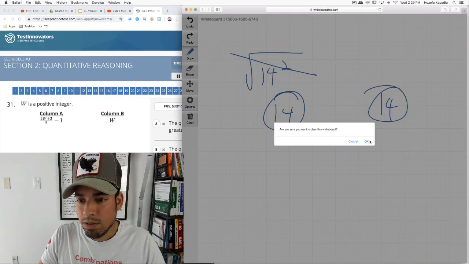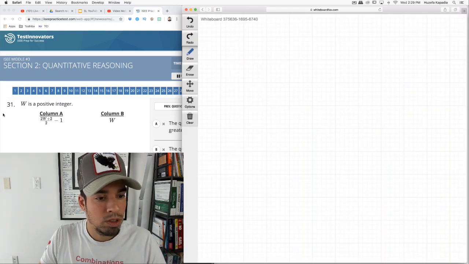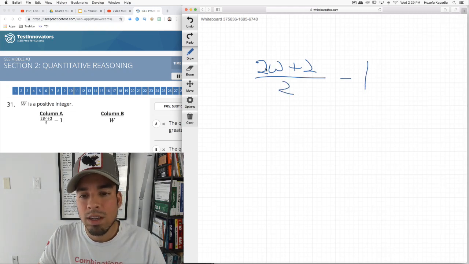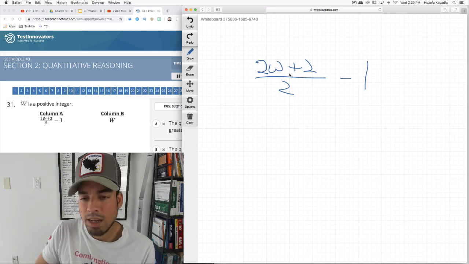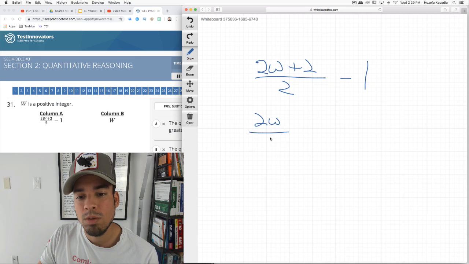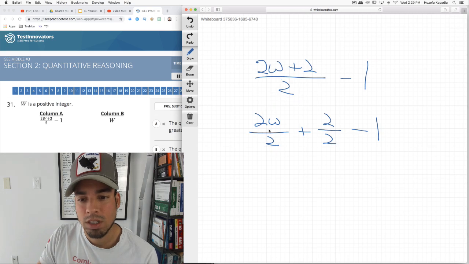Next, we have W is a positive integer. Okay, how the heck would you do this? You might be tempted to answer D, but I don't think that's right. So first of all, what can I do? I can split this up into 2 fractions. I can make this into 2W over 2 plus 2 over 2 minus 1. I can always do this when numbers are over a shared denominator.